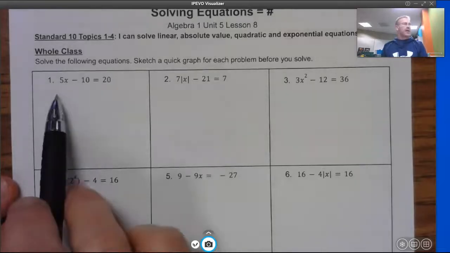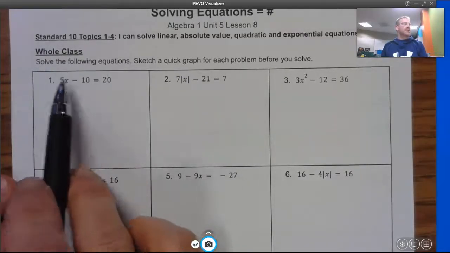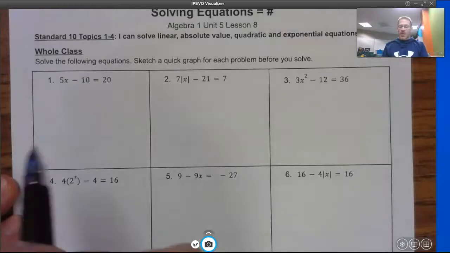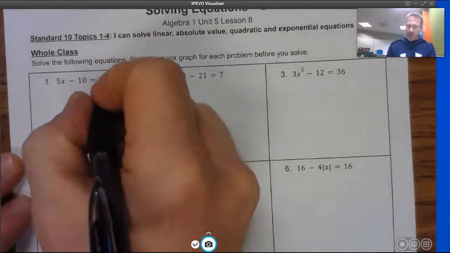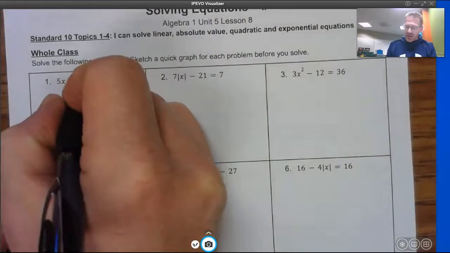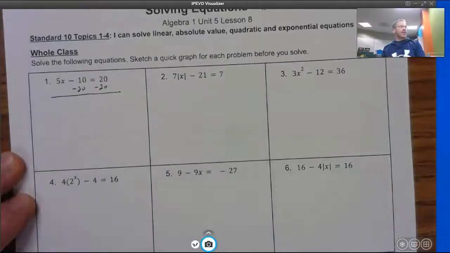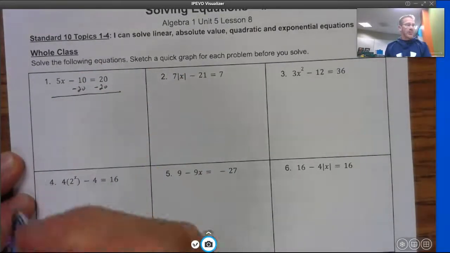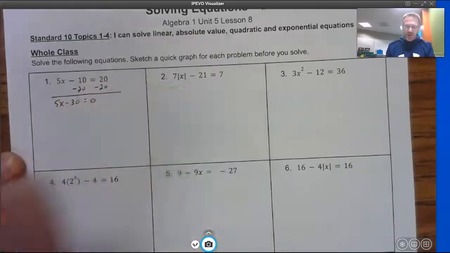So notice number 1 here. I still want to start with identifying the type of function. This is a linear equation, so I'm expecting one answer, but notice it's not equal to 0. So the first thing I want to do is get it equal to 0, in order to use that 0 property. I'm going to subtract 20 from the right side and 20 from the left side. And remember, a number goes with a number, a variable goes with a variable. So I want to make sure, yep, these are numbers, I can combine them. So 5x minus 30 is equal to 0.